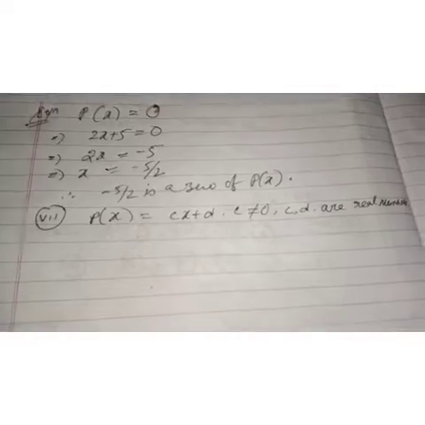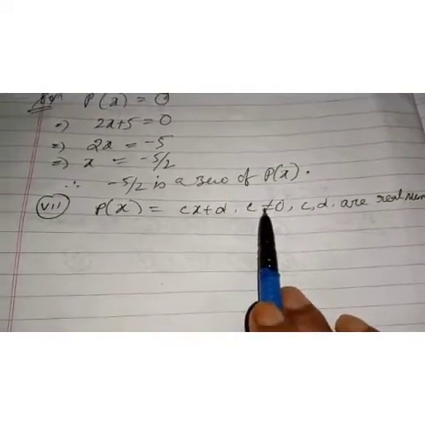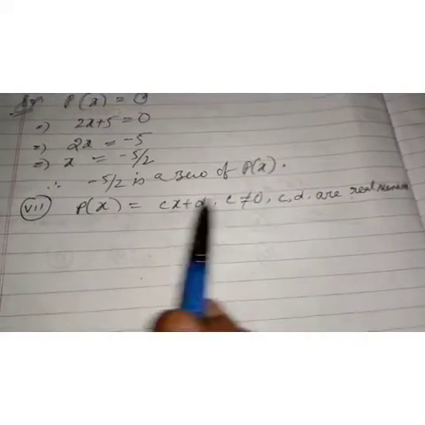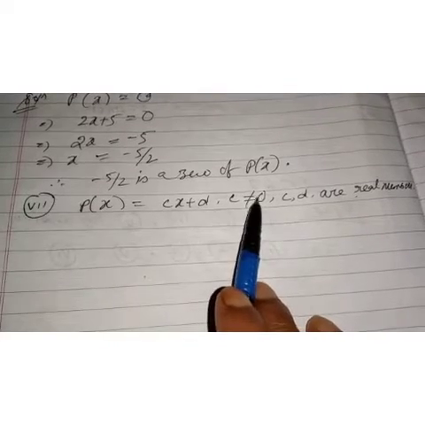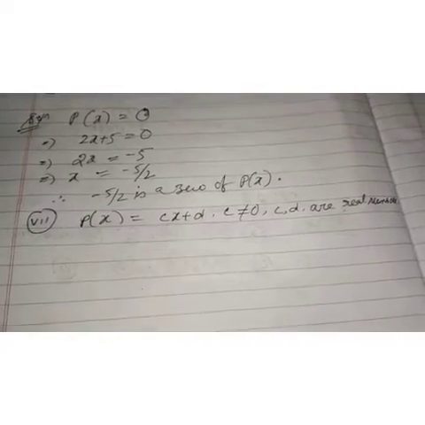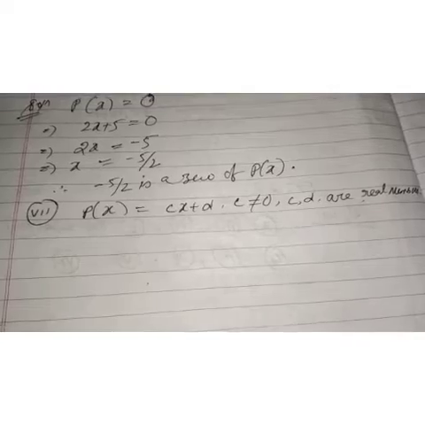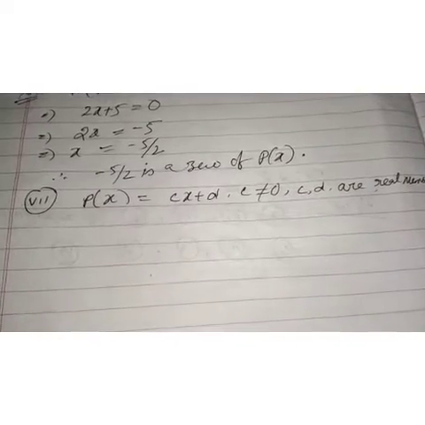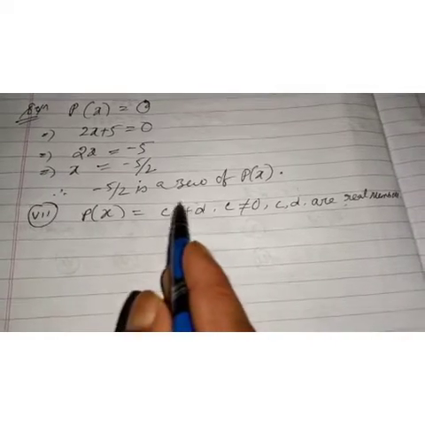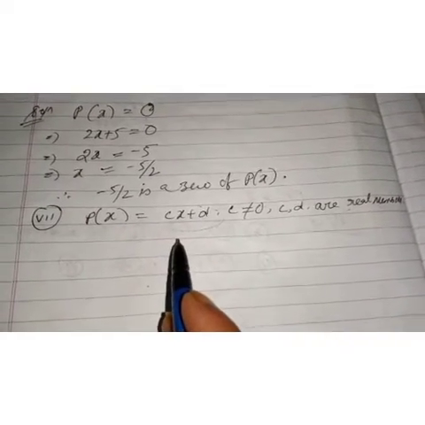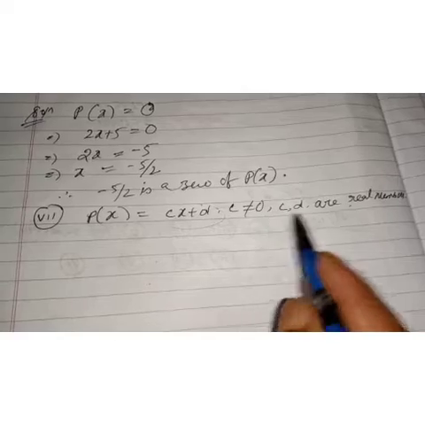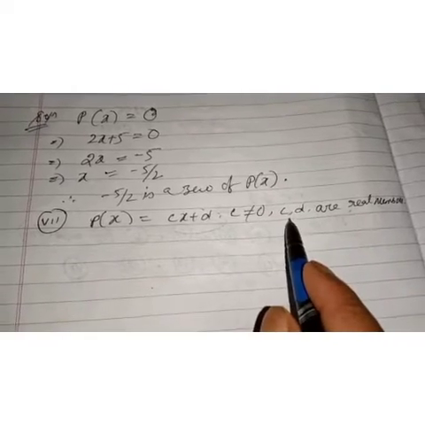Now here p(x) is equal to cx plus d, where c is not equal to 0 and c and d are real numbers. This is the condition. Now if this is the polynomial, here also you need to find the 0. This is just the condition they have given, nothing else, okay.